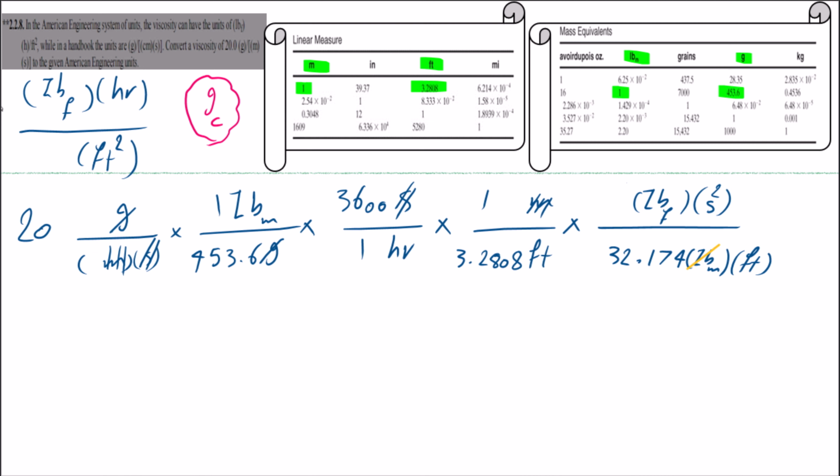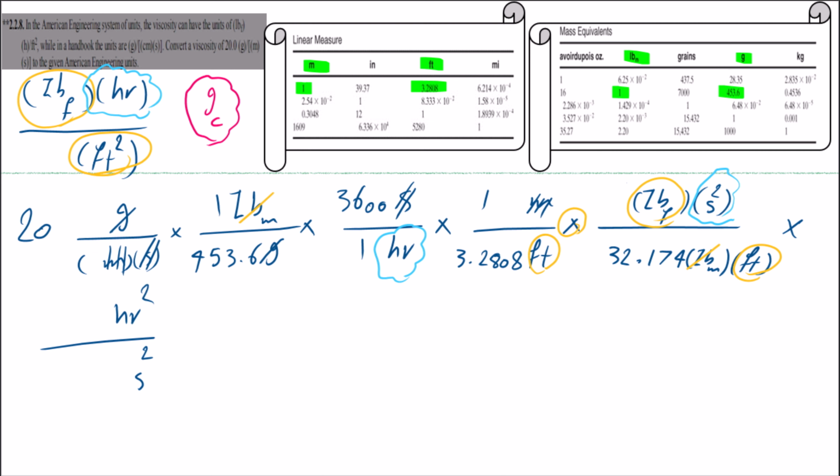Now we can do one more thing to make sure that everything is correct. lb mass will be removed. Here we have foot multiply foot, so it is correct. We have lb force here. Here also we have it. But here we have hour. Here we have square second. Here we have hour. So we must multiply square second to a square hour.